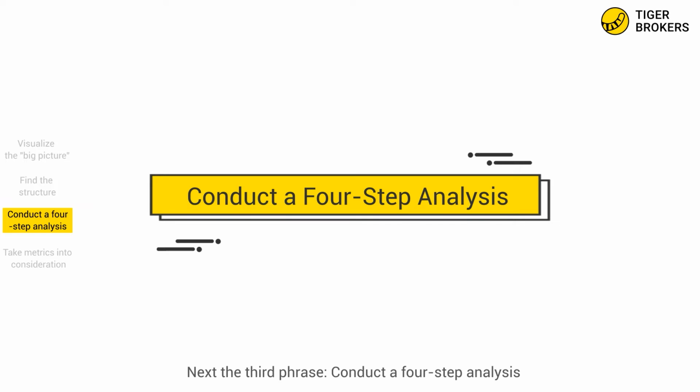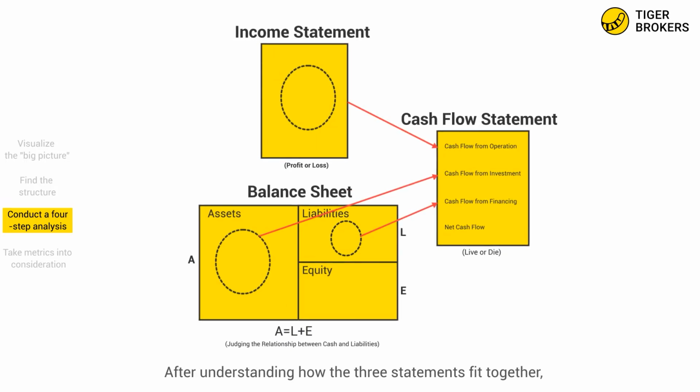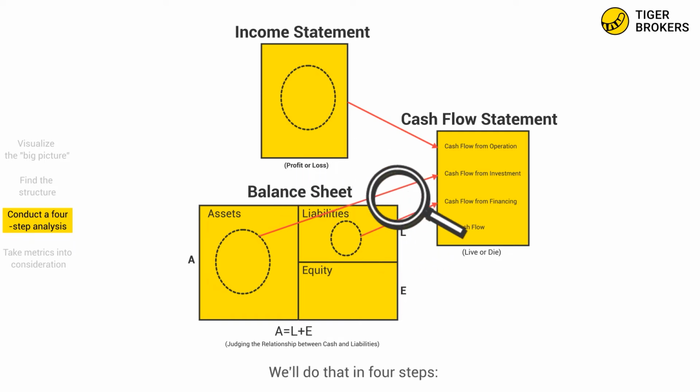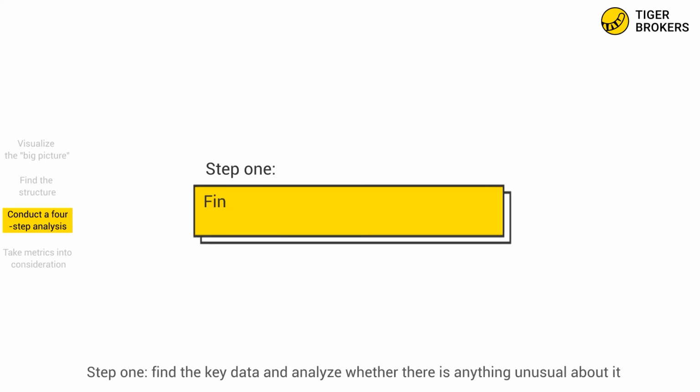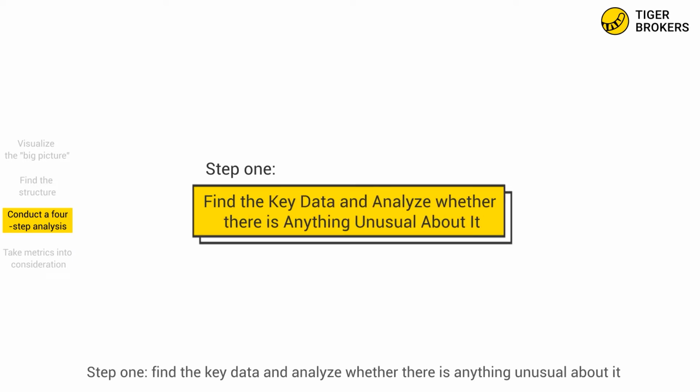Next, the third phrase, conduct a 4-step analysis. After understanding how the 3 statements fit together, let's now do a detailed analysis of the data found in them. We'll do that in 4 steps. Step 1. Find the key data and analyze whether there is anything unusual about it.